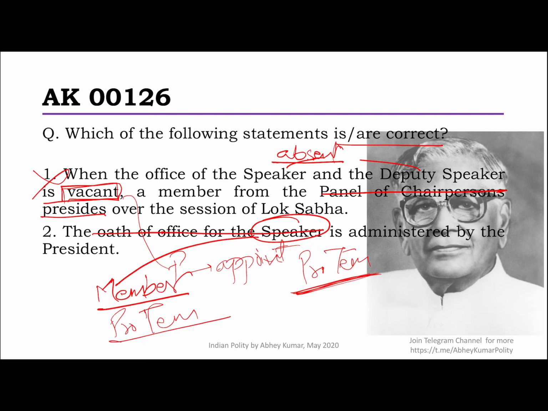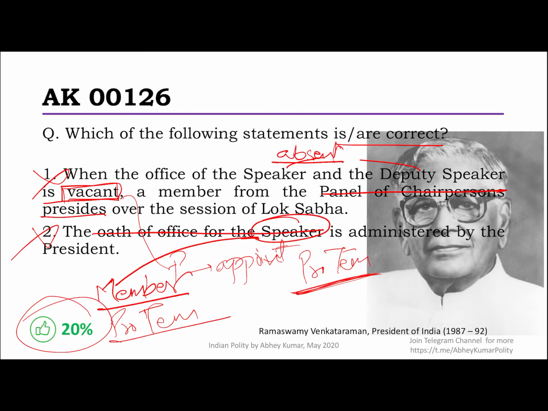Please understand, who is taking the oath? It is not the speaker taking the oath, it is the member of the house taking the oath who later will become the speaker, right? So there is no separate oath anyway. So this is wrong as well. So both of the statements are wrong. The performance has actually not been very impressive, even though these are very basic understanding questions for us.